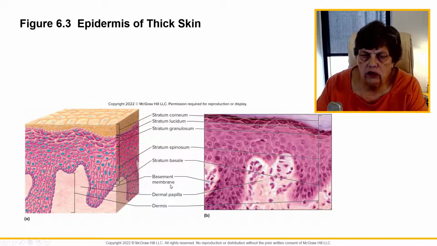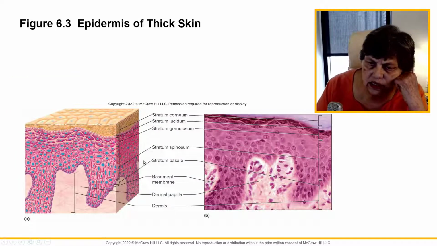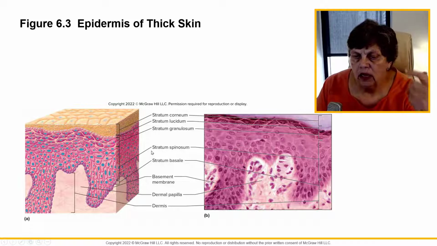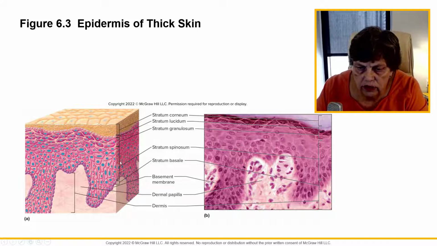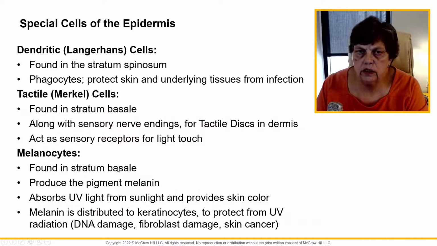And that's the layer that also has the melanocytes to give you the skin color. So you can see them very clearly all separated out here. All right, so your corneum, your lucidium, your granulosum, and on down. This is just a real nice look at this.